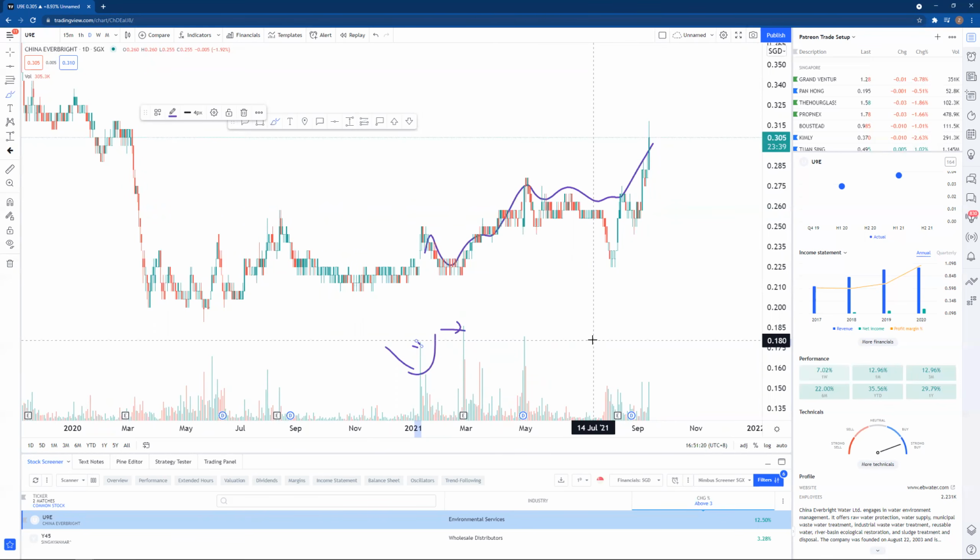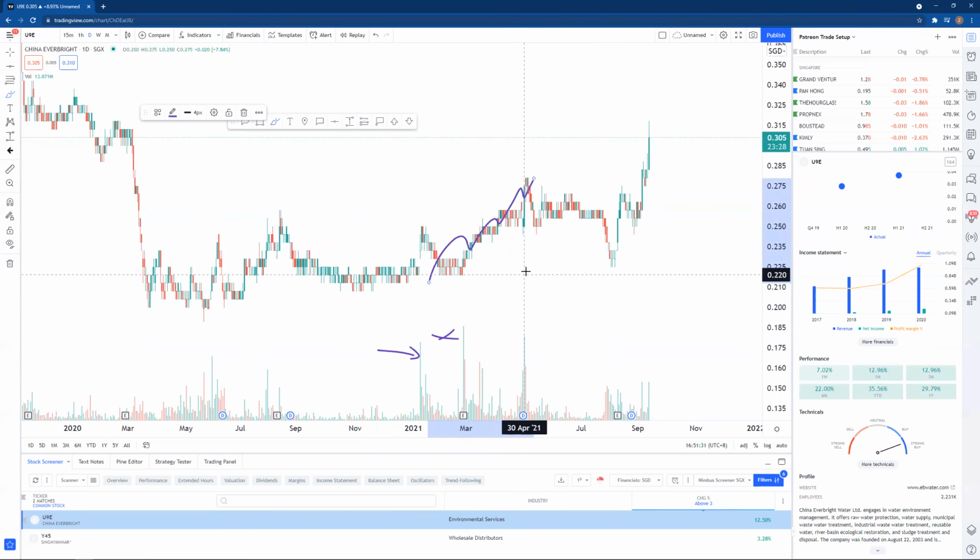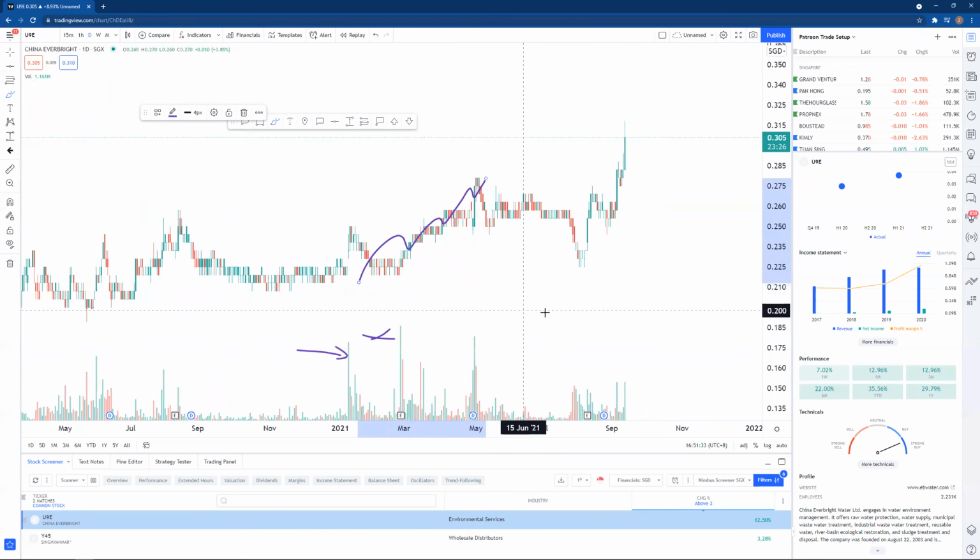So what do they do? They buy up. They buy at a higher price. They buy at 22 cents, 22.5 cents, 23 cents. Hence you can see that there's a lot of buying volume coming in and price starts to go up. Okay. Then similarly, sometime around 2021, around May to somewhere around July, somewhere like that, right?